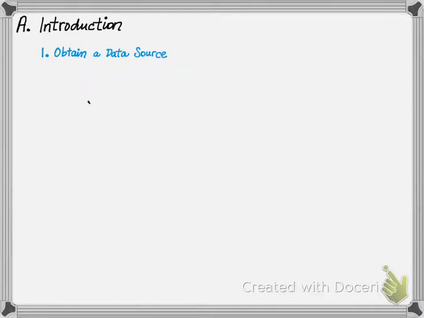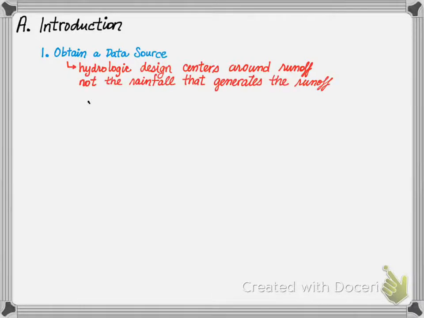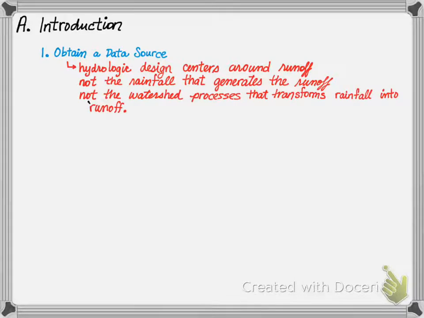So, an introduction. Prior to running statistical analysis, we need data. So where does the data come from? It is important to realize the hydrologic design is centered around runoff, not the rainfall that generates runoff, and definitely not the watershed processes that transform rainfall into runoff. It's about the runoff. So we need to focus on runoff.